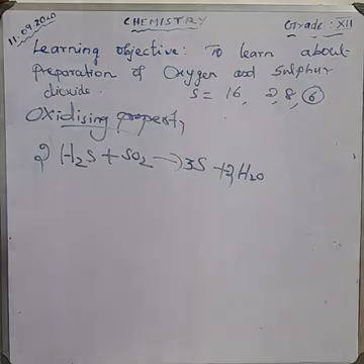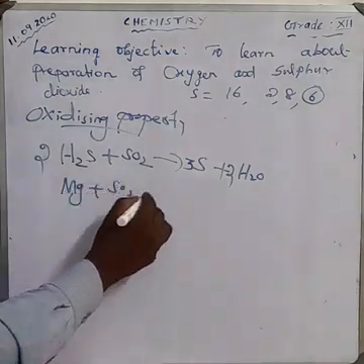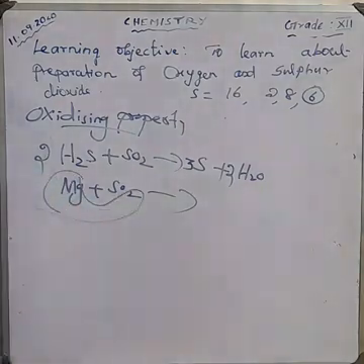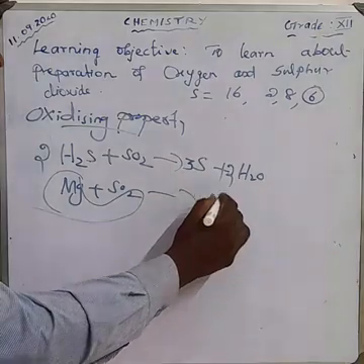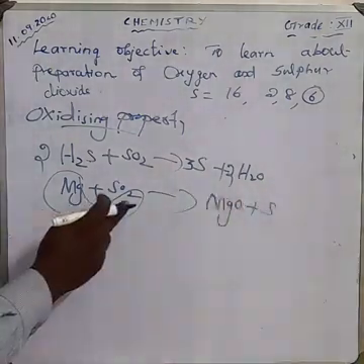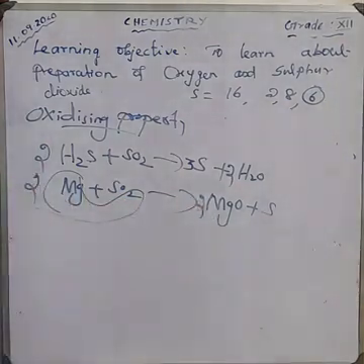Next about magnesium. Magnesium reacts with sulfur dioxide: magnesium combines with oxygen to form MgO, that is called magnesium oxide, plus sulfur. How can you balance the equation? 2 oxygen is there, so make it 2 magnesium. Now the equation is balanced.